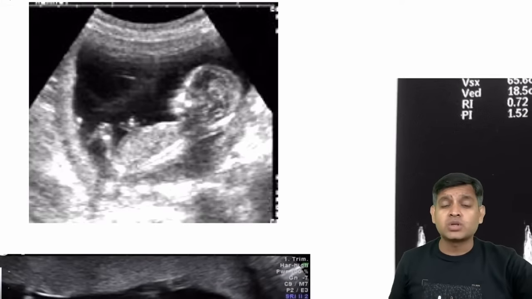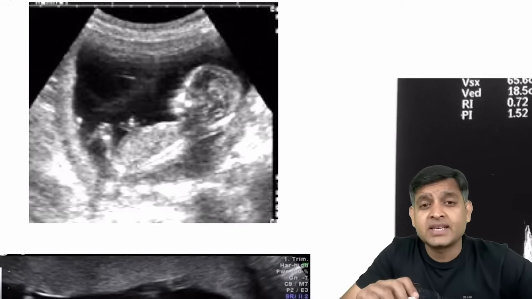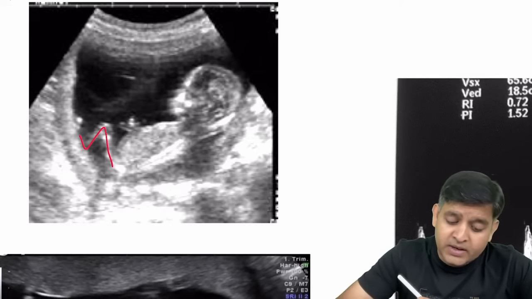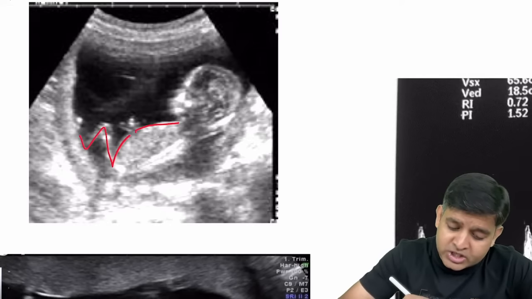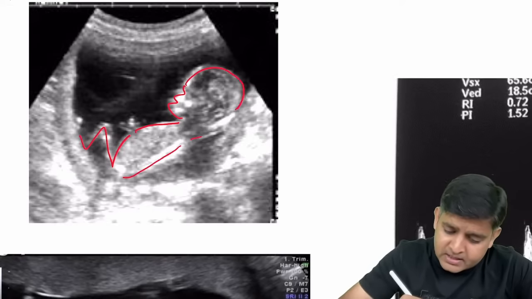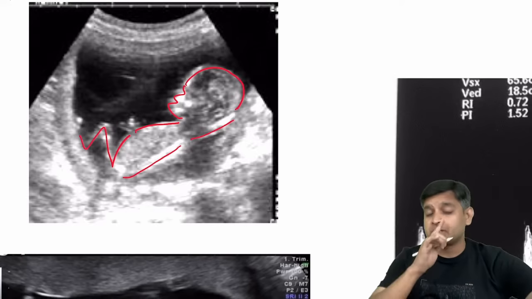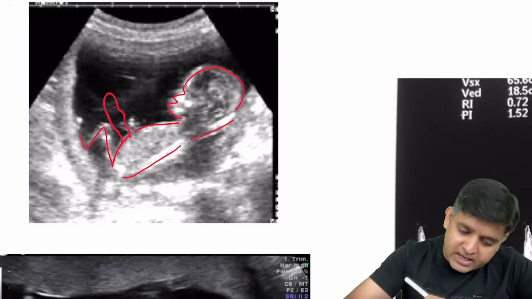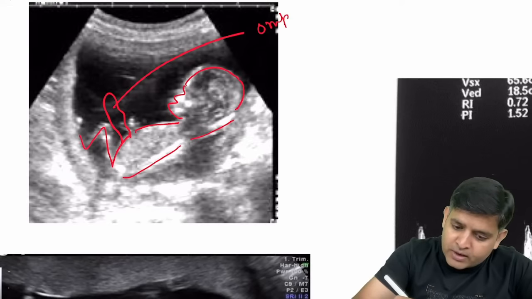And this is how the normal fetus is seen in mid-pregnancy. This is the leg of the fetus. This is the abdomen. This is the chest. This is the face. This is the skull. And this is the backbone. Remember this image. Okay. Why do you need to remember? If you see an abnormal protrusion here, this disease will become omphalocele.